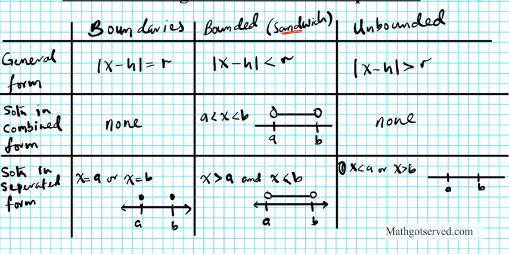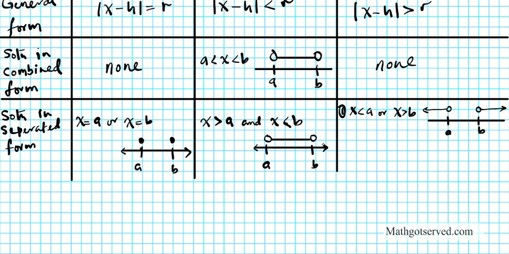So for x is less than a, you're going to start from a, open circle, and then you'll be going all the way in the direction of the inequality, which is to the left, like that. Alright, so that's x is less than a. For x greater than b, you start from there, and then you're going to be going all the way there. Alright, so that's scenario one for the separated form of the solutions for absolute value inequalities which is greater than.